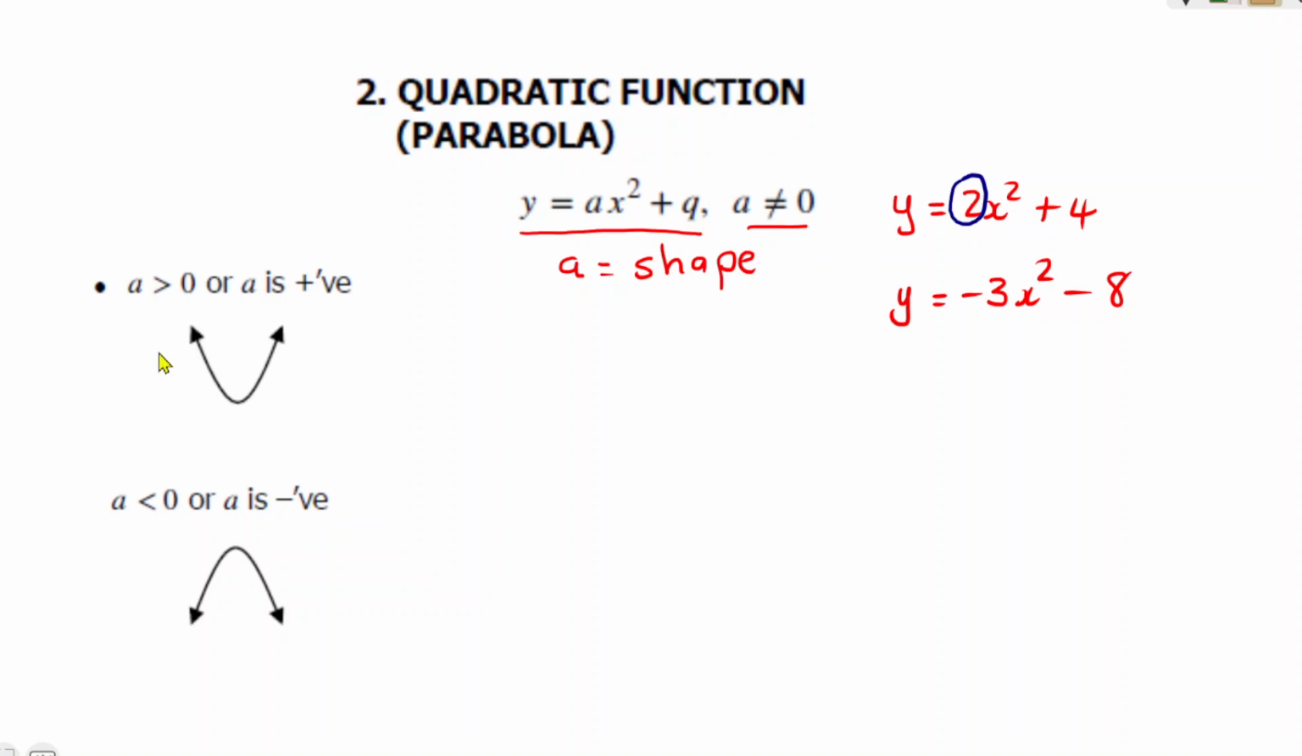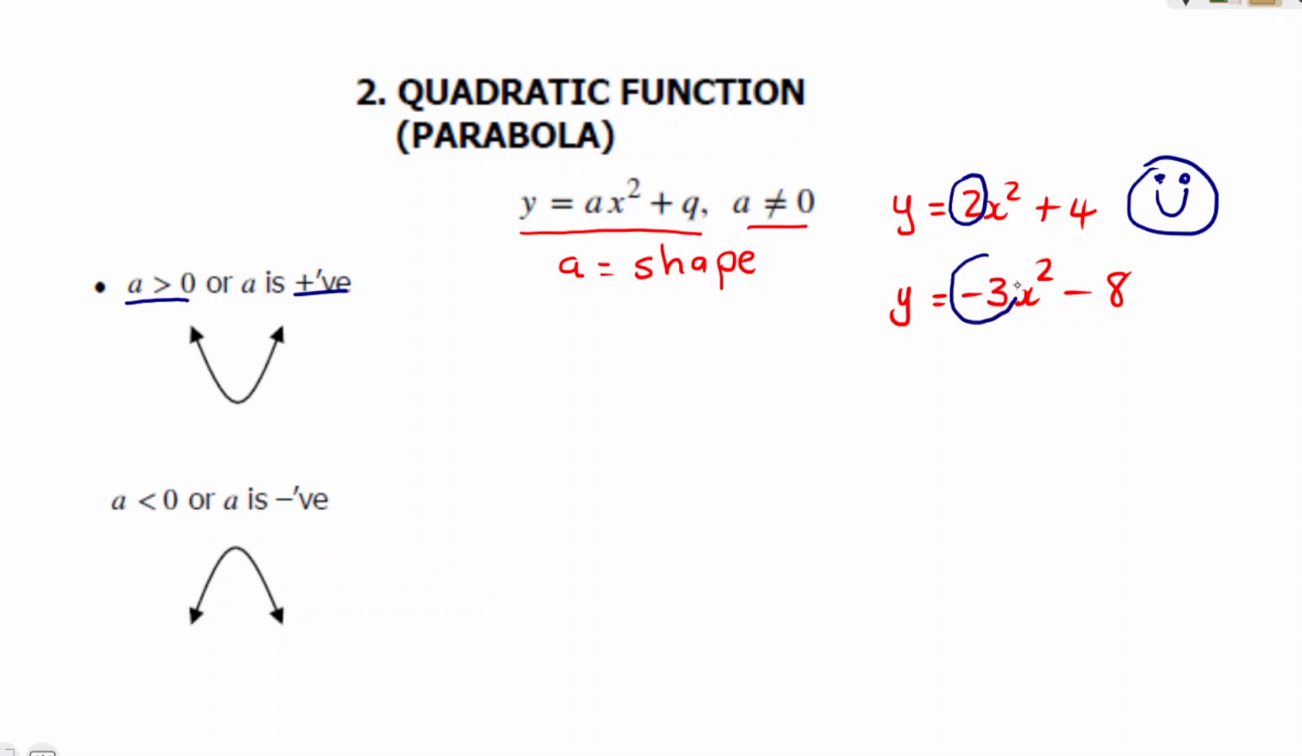So if you see this coefficient in front of this x being positive, that means that a positive coefficient, it means that your graph will be positive. In other words, you are going to have a parabola with a positive shape. In other words, it's like a smile.